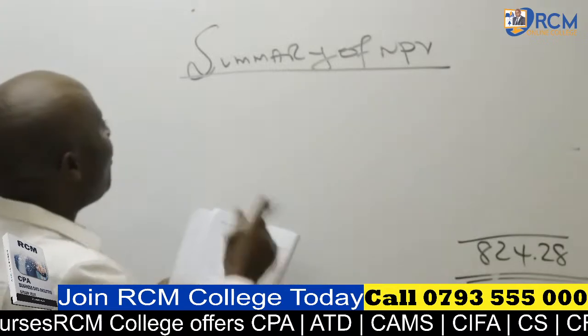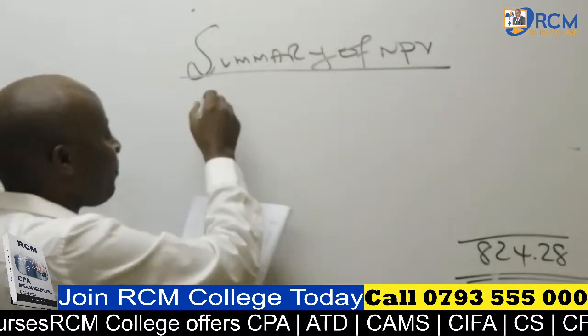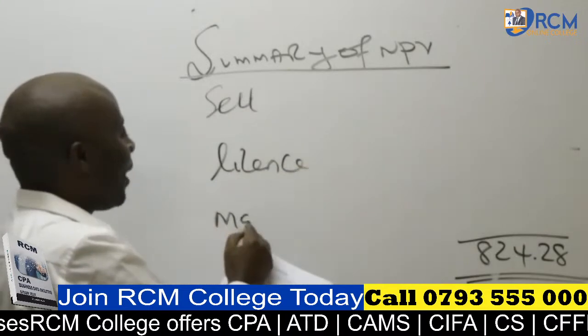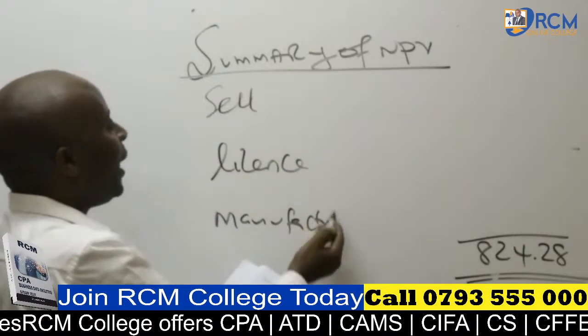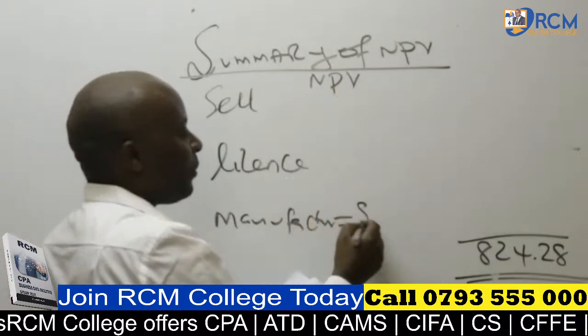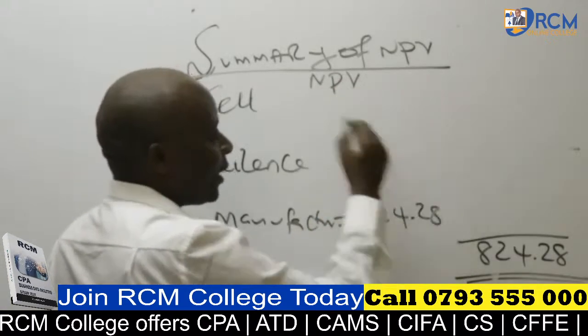Ladies and gentlemen, thank you very much for the summary. If we sell, if we license, if we manufacture, what is our net present value? I'm so sure that the manufacturing net present value is 824.28, like that.